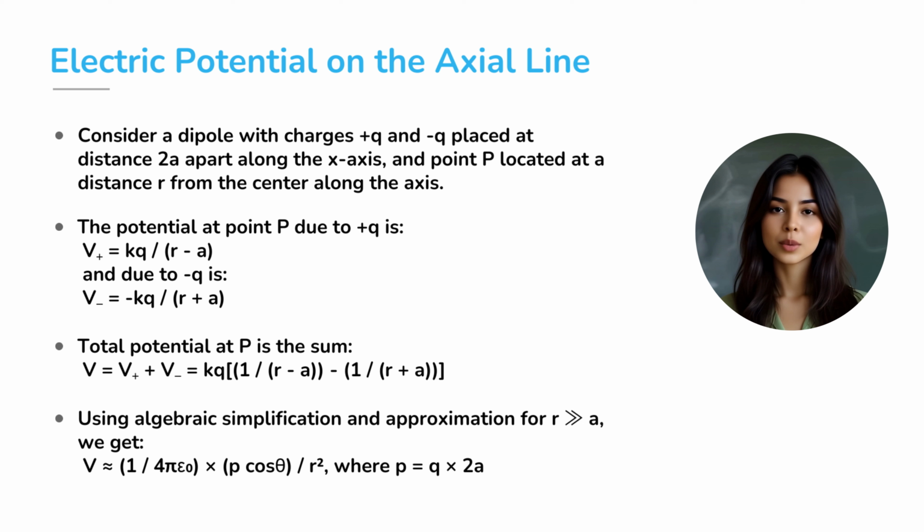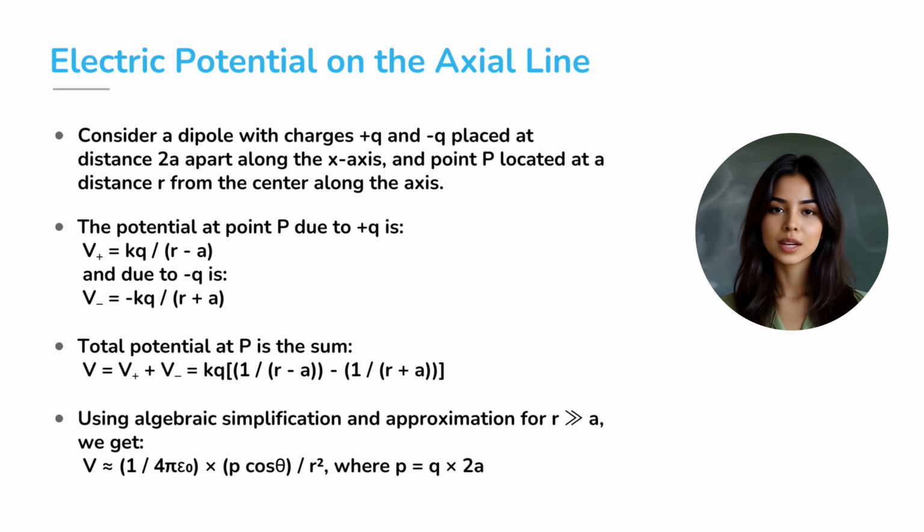At point P, the potential due to the positive charge is V plus equals K multiplied by Q divided by open bracket r minus a close bracket. And the potential due to the negative charge is V minus equals minus K multiplied by Q divided by open bracket r plus a close bracket. Here, K is the electrostatic constant equal to 1 divided by 4 pi epsilon naught. Adding both, the net potential becomes V equals KQ multiplied by open bracket 1 over r minus a, minus 1 over r plus a close bracket.